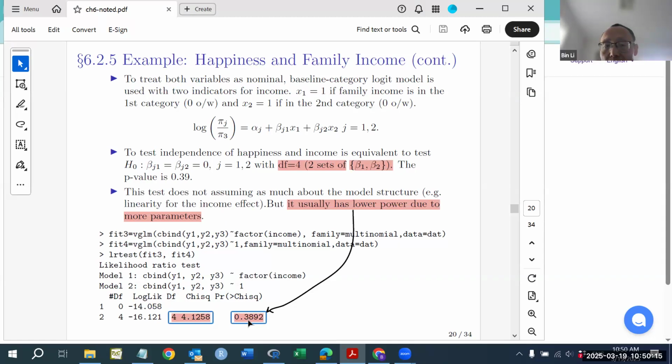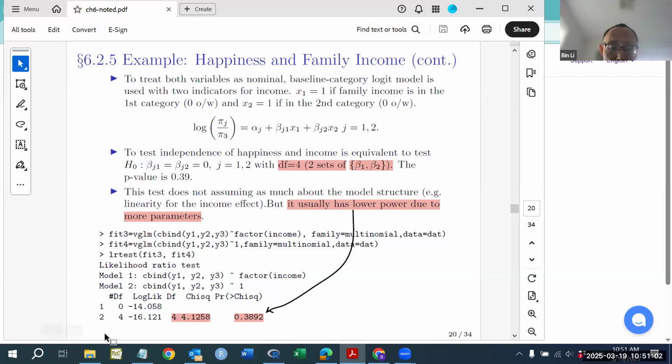Why? This test does not assume as much about the model structure, for example, the linearity for the income effect. And it treated both variables as nominal, so that gives more degrees of freedom for the test. That means lower power. So more parameters. If the model becomes more complicated, like here we have 4 extra degrees of freedom used to model the income, because of these 4, the power is low. So the p-value is not significant.